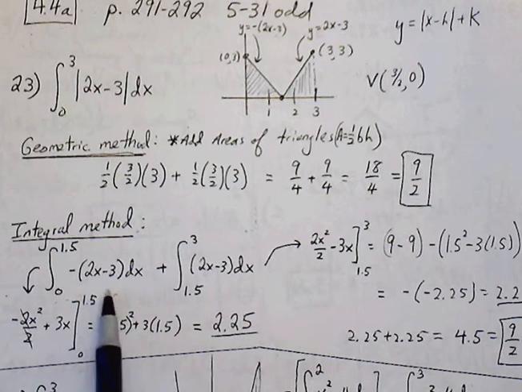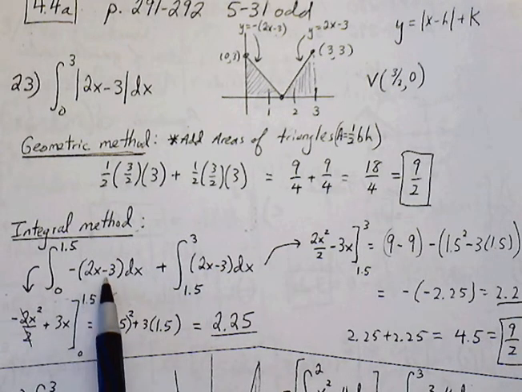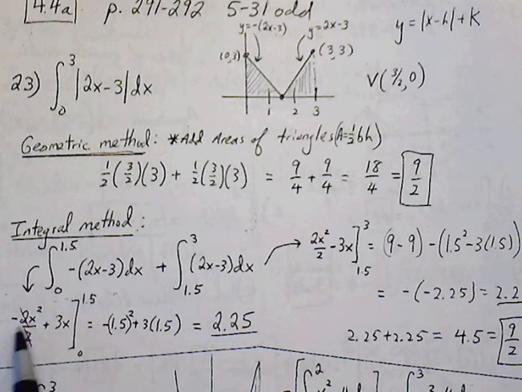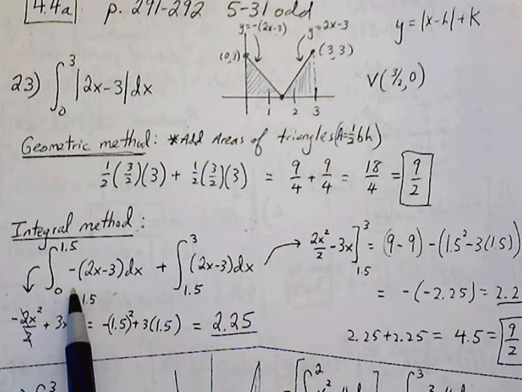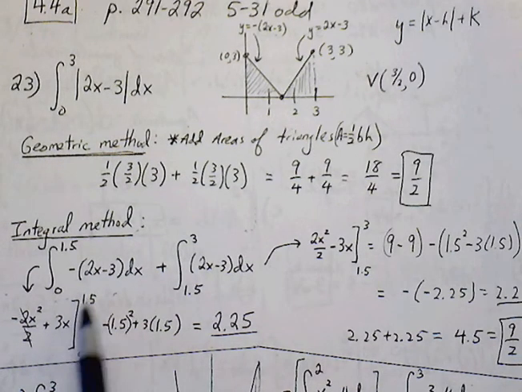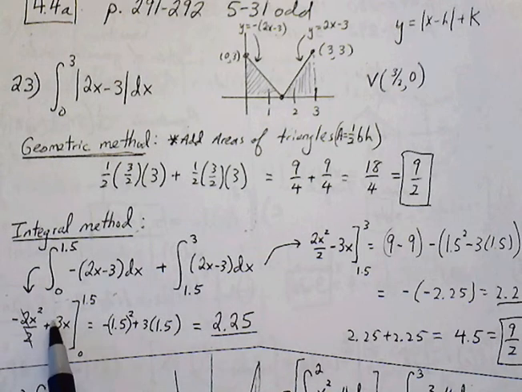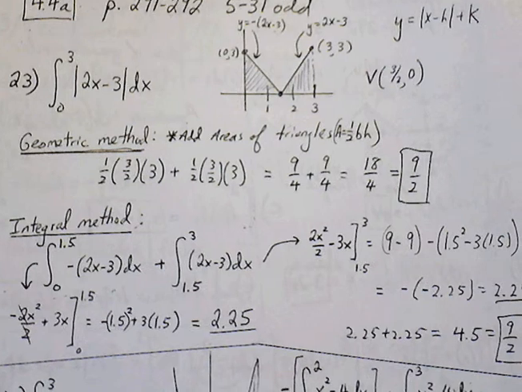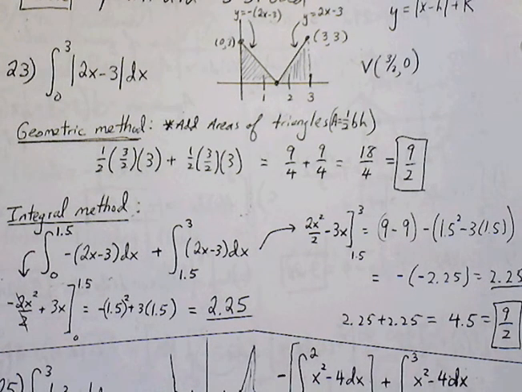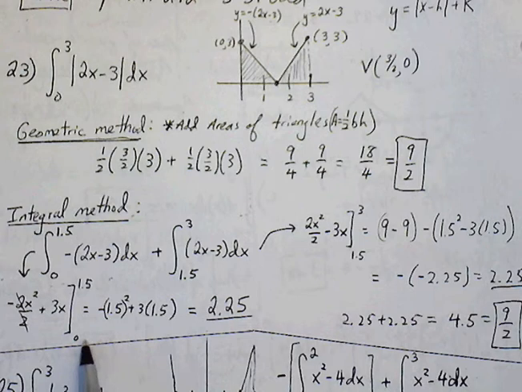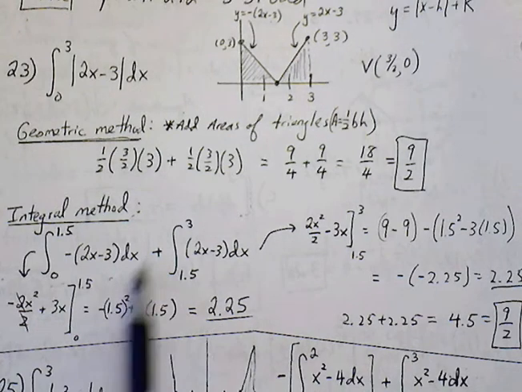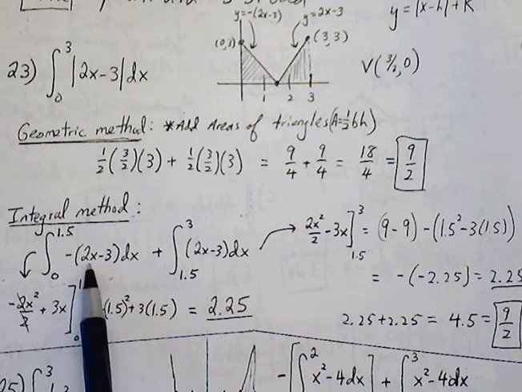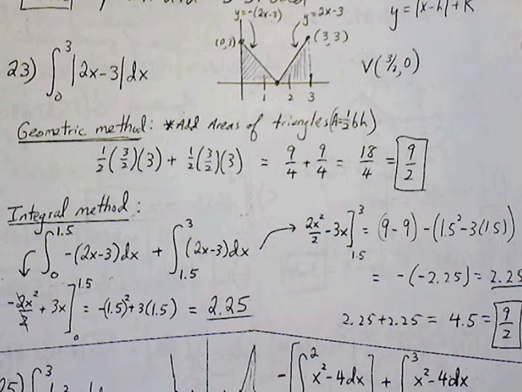Okay, I can go through power rule here. So for my first definite integral, going through power rule, I get negative 2x squared over 2 plus 3x. Evaluate between my upper and lower bound. Plug 1.5 into my function here, I'm going to get negative 1.5 squared plus 3 times 1.5. Plug 0, my lower bound, into my function, I'm going to get 0. So all this comes out to be 2.25. So this definite integral for my first region is 2.25.